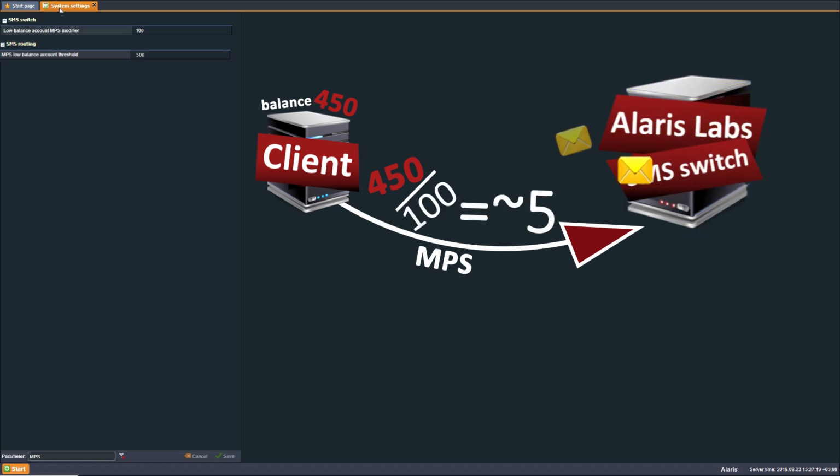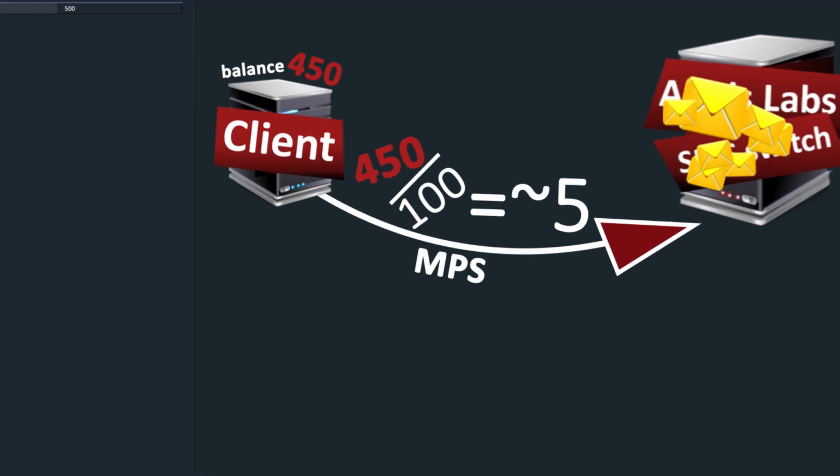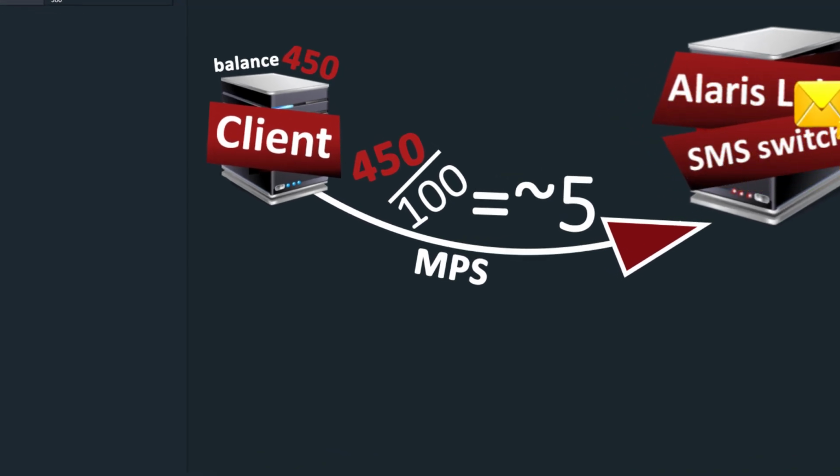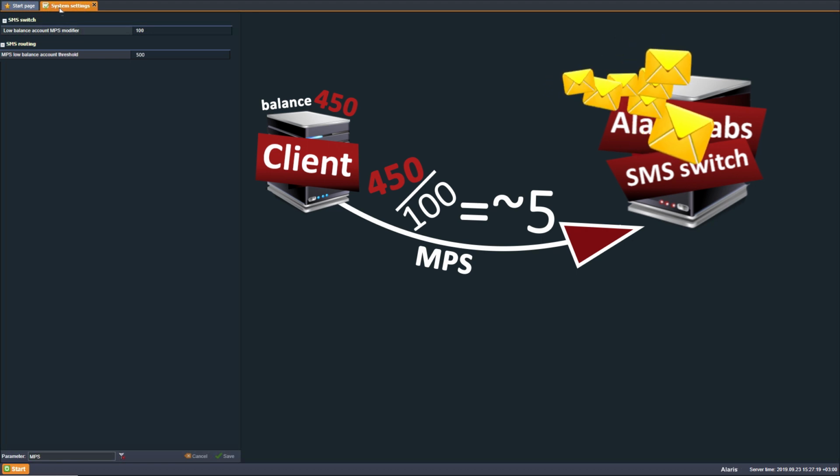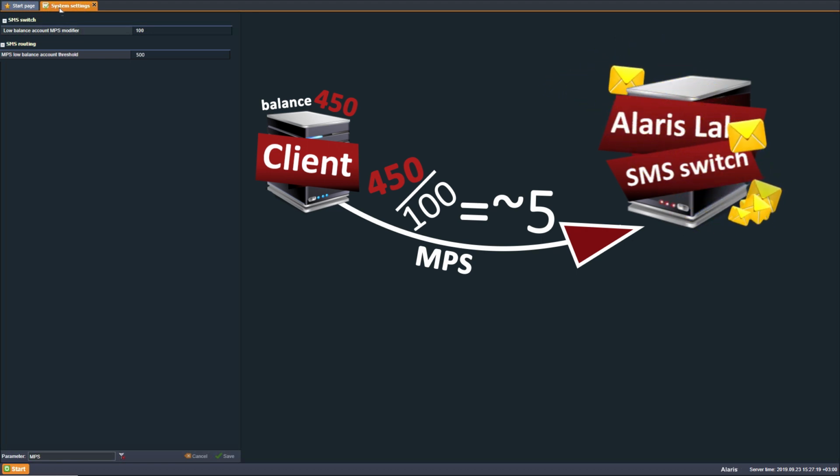For example, if the low balance limit is 500, the actual balance is 450, and the low balance account MPS modifier is 100, the MPS is calculated as 500 divided by 100, which is actually 5 MPS. This logic will help prevent situations when a partner can send more traffic than its balance allows.